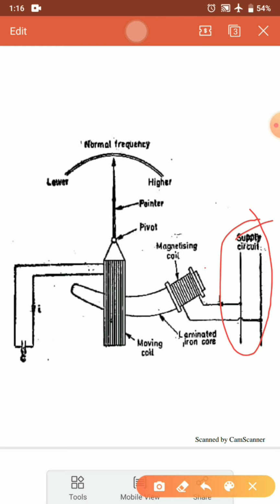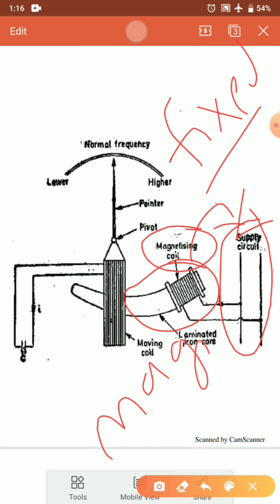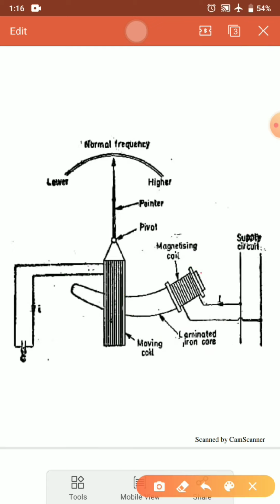Now in the first type, let us look into the construction first. Looking at the construction, we can see that there is a fixed coil. This fixed coil is connected to the supply whose frequency we have to measure. This fixed coil is also called the magnetizing coil. Either I can call it the fixed coil or I can call it the magnetizing coil. This magnetizing coil is mounted on a laminated iron core. This is the iron core, and on this iron core the fixed coil is mounted.